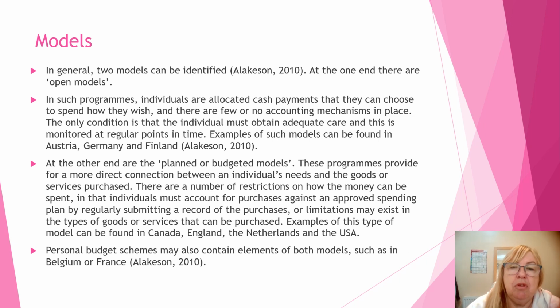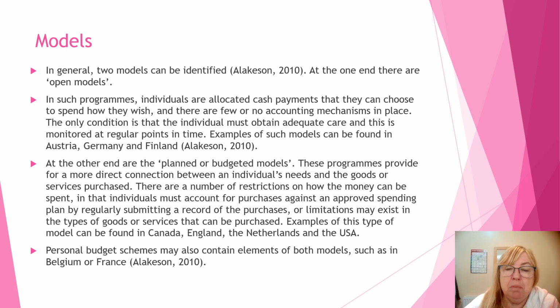What are the models? There are two models. At one end, there are the open models, where people are allocated just a piece of cash and they can choose to spend it how they wish, and there are very few accounting mechanisms in place. They probably get their budget at the beginning of the financial year. The only condition is that they must obtain adequate care, and there'll be some sort of monitoring to make sure that the care is still adequate. Examples were in Scandinavia, particularly Austria and Germany, this sort of fairly free-flowing one.